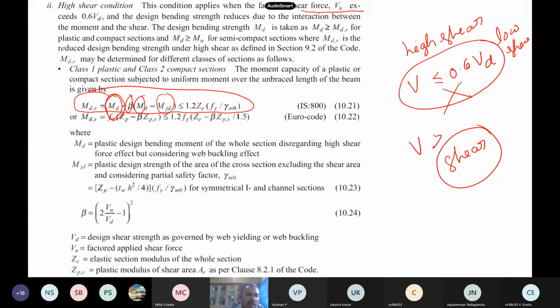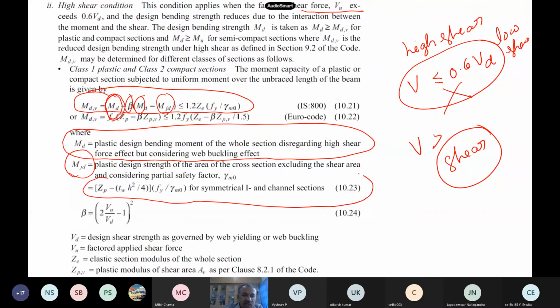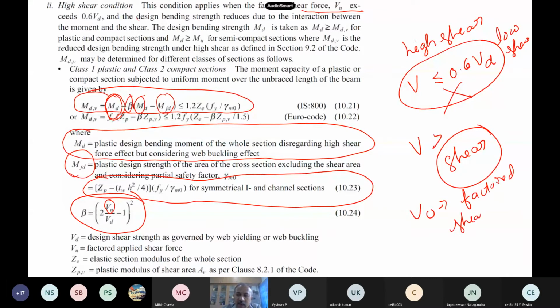So Md is the plastic design moment, which is the previous case you have taken. So this Mfd is an expression: Zp minus, for I sections and channel sections. So tw is the thickness of the web, h is the depth of the web, and Fy by gamma m naught you substitute, you will get Mfd. Then beta is a reduction factor, so 2 times Vu by Vd. Vu is the shear force, that is the factored shear force. Then Vd is the design capacity. So you have to use these two and substitute in this expression. So the bending capacity of the beam automatically gets reduced.